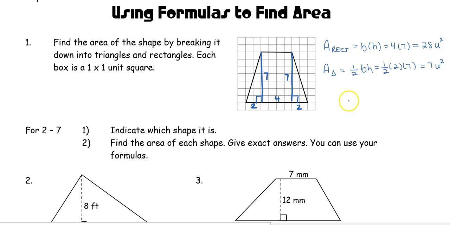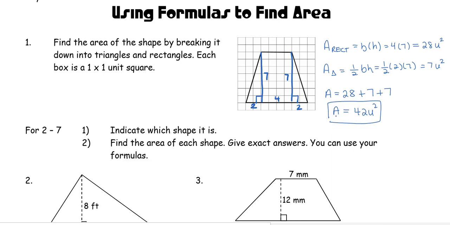But we have 2 of those triangles. So when I find the area of this trapezoid, we have the rectangle, which is 28, plus one triangle of 7, plus a second triangle of 7. So the area of our shape is going to be 42 units squared.